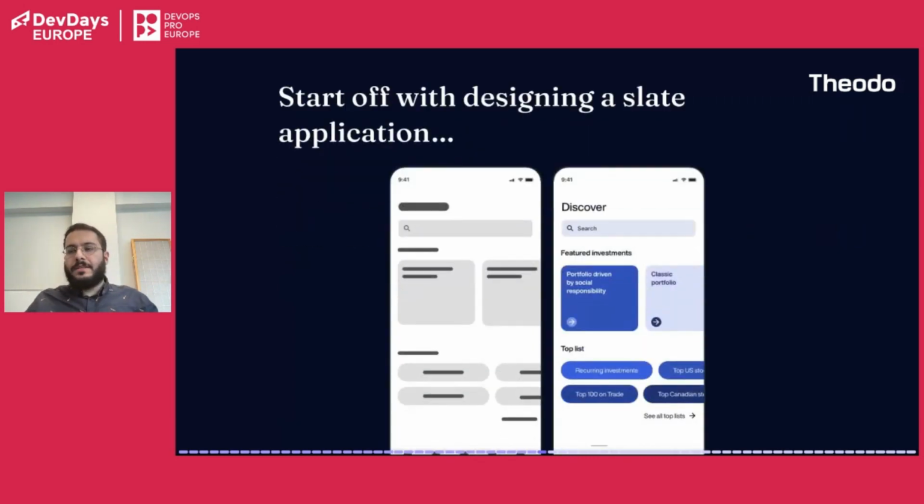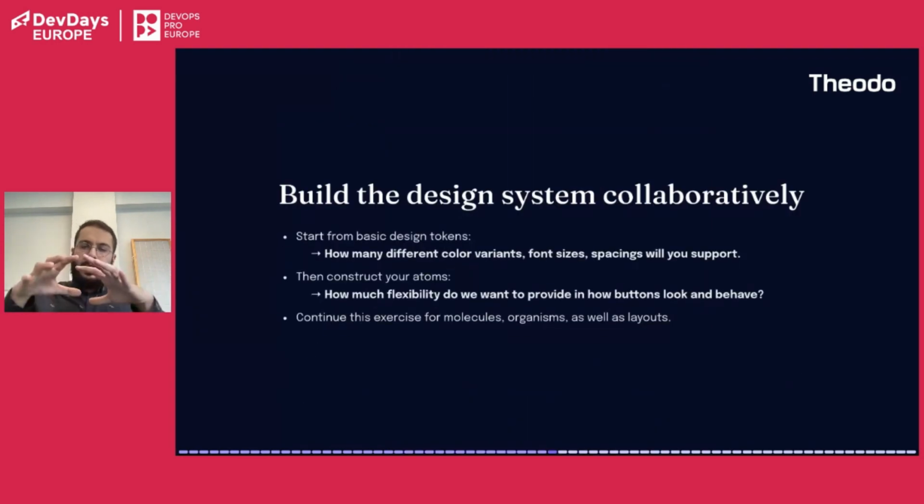We started off together and we designed a slate application. What do we mean by a slate application? We mean an application that isn't tied to a specific brand. It's just a generic white label application that doesn't have a look or a feel, but it's the bare bones skeleton of what can be implemented by each of the sub brands. So we started off with our slate application. We defined what we call atoms, molecules, and organisms, and built bigger and bigger abstractions within our design system. So what you do is with your design team, you start and you define basic design tokens. How many different color variations are you going to support? What font sizes are you going to support?